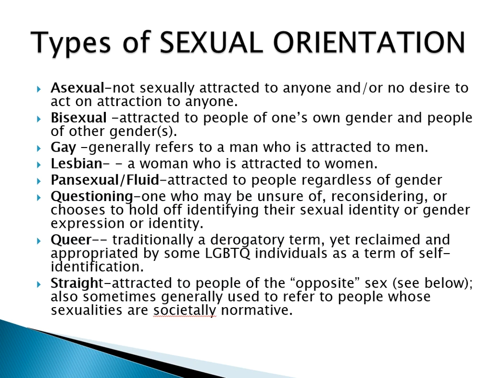So there are types of sexual orientation based on SOGIE. But first, let's define what sexual orientation is. Sexual orientation describes to whom a person is sexually attracted. Some people are attracted to people of a particular gender, others are attracted to people of more than one gender, some are not attracted to anyone.